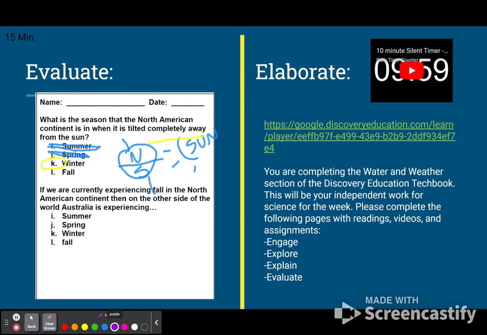If we are currently experiencing fall in the North American continent, then what is the other side of the world experiencing? So the other side would be referring to the southern hemisphere, and we know that the seasons are opposite compared to the northern and southern hemisphere. So what's the opposite of fall? Right, the opposite of fall is spring. Perfect. All right, let's go ahead and take a look at our notes.